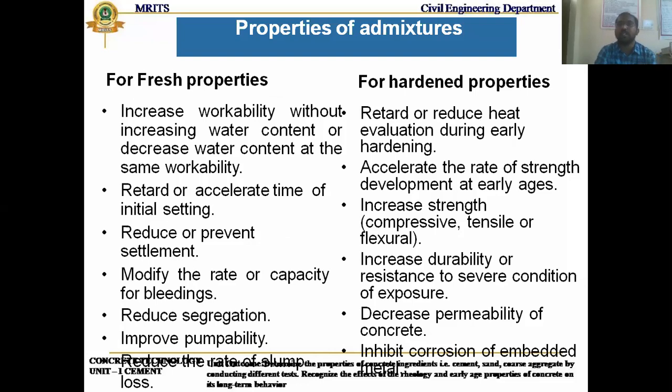So fresh properties as well as hardened properties. For the fresh properties, they increase the workability without increasing any water content, and these will reduce the heat of hydration. They will accelerate the time of setting, accelerate the rate of strength development, reduce settlement, increase the strength, modify the rate and capacity of bleeding, and this will increase the durability. And for fresh properties, it will reduce the segregation as well as improve the pumpability. And in case of hardened properties, we can decrease the permeability, and corrosion also will get reduced.